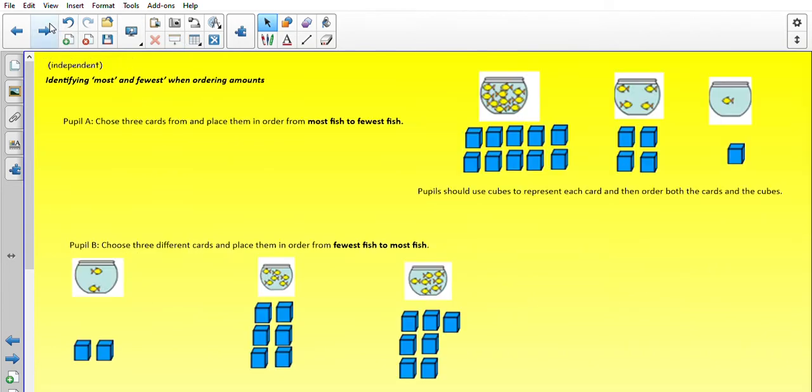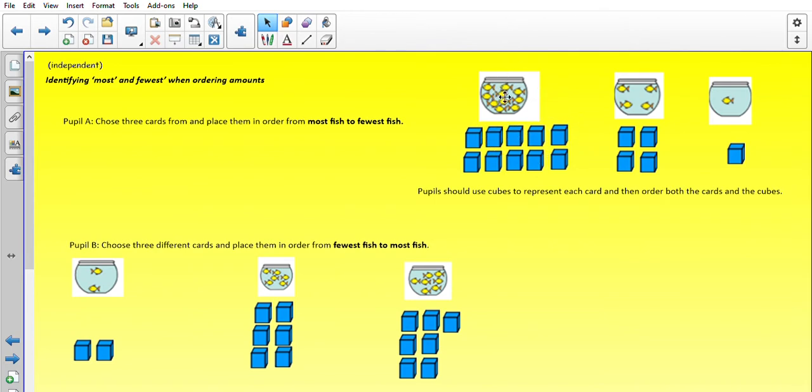Right, let's have another look here. Now this is a little bit like the game we've just been playing, but it's putting them in order. And this time we're putting them in order, showing the most fish to the fewest fish. So we're making sure that we put them in the right order. And we've checked, look, by putting cubes to represent each fish.